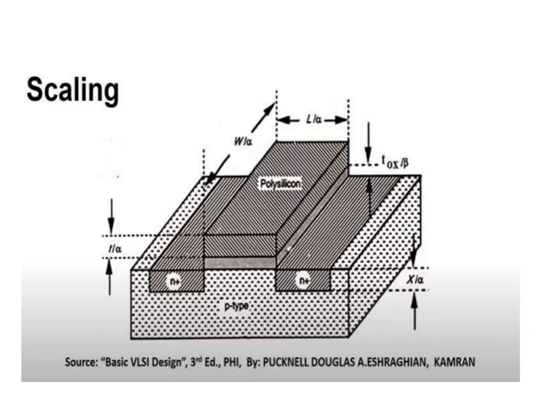So look at the dimension once again. Due to the scaling, the length is becoming L by alpha, width is becoming W by alpha, W into 1 by alpha. T ox, oxide thickness, is becoming T ox into 1 by beta.